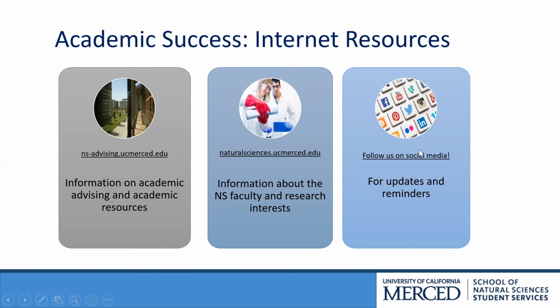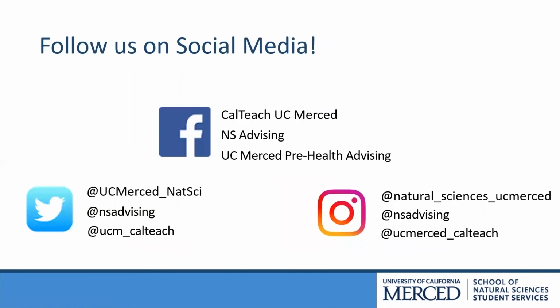And then we do have social media. On top of that, we have Facebook, Instagram, and Twitter. We try to update those as much as possible, so if you're interested, you can follow us. There is natural sciences information, but also CalTeach. Anytime we have events coming up or some kind of big thing going on, we try to advertise it. CalTeach, for example, because they're doing their STEM Academy this summer, is heavily advertising it on the website.